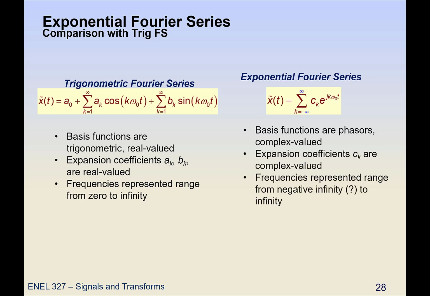In the exponential Fourier series, the basis functions are phasors, which are complex valued. The expansion coefficients are complex valued. And because k is going from minus infinity to infinity, the frequencies that we're representing are actually ranging from negative infinity to infinity. Well, what does negative frequency mean?